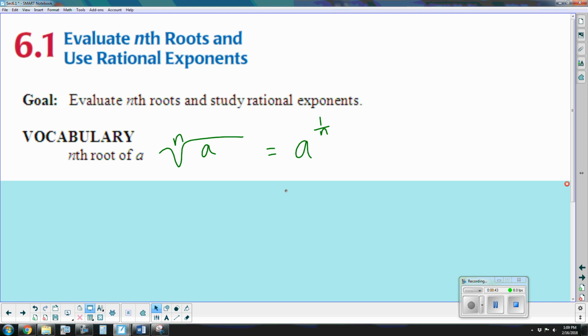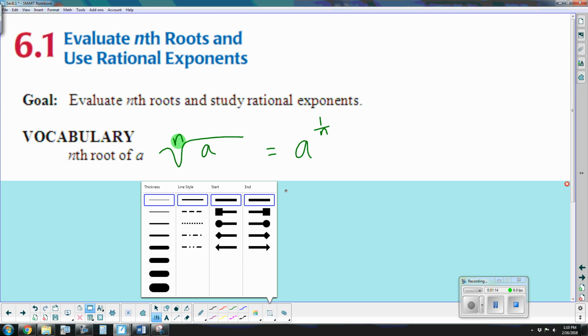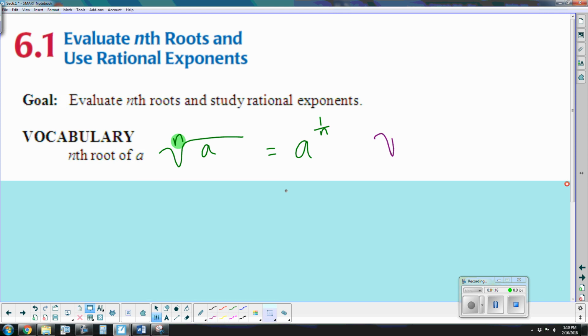So first, your first vocab term is nth root of a. And the nth root of a you're going to see written similar to what you would see a square root written as, except that you see that n that is part of the radical. And that's the same as saying a to the 1 over n power. So again, previously we just worked with square roots. So if we had just the square root of a, we would say a to the 1/2 power.